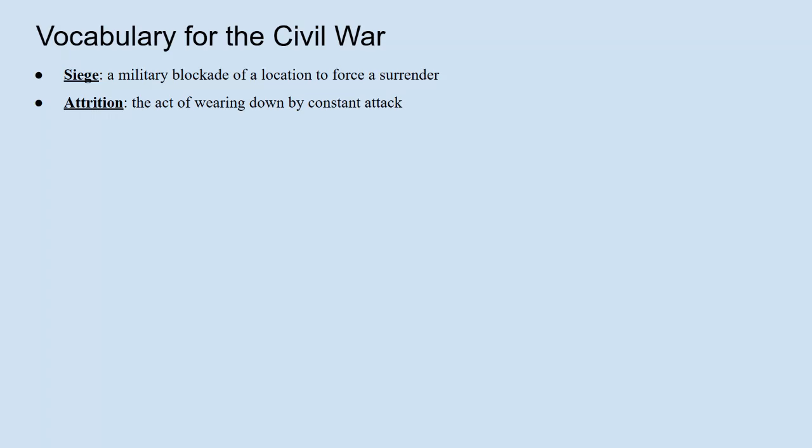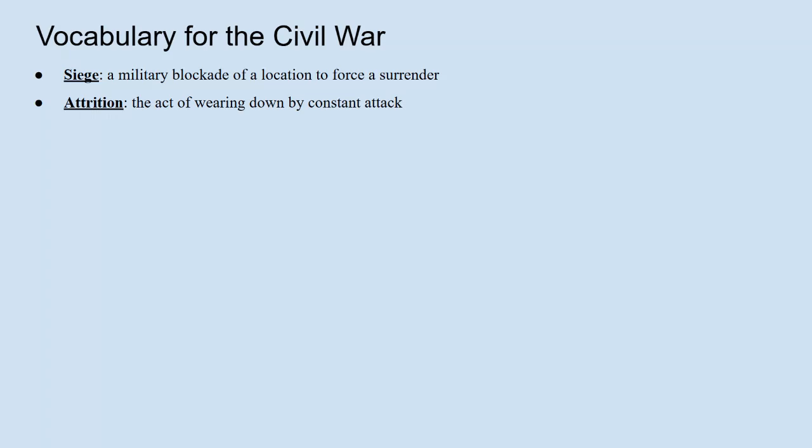Another word you want to keep in mind is attrition. Attrition means to wear down by constant attack. And the idea here is that you're taking a beating over and over and over, and it wears you down over time. The best analogy I can think of is if you're watching a football game, they talk about the running game, right? In the first quarter, you've run it a bunch of times and you haven't made a lot of progress.